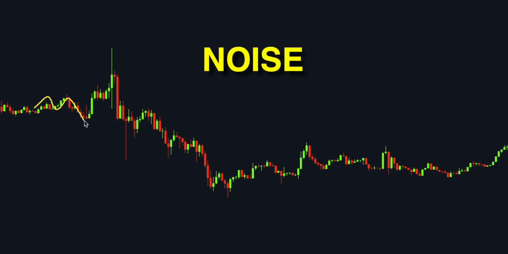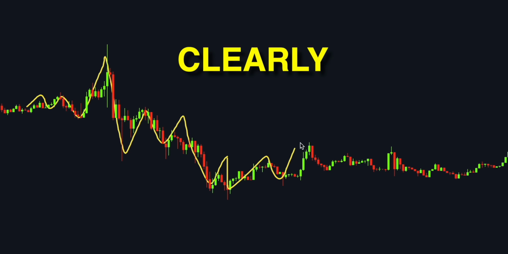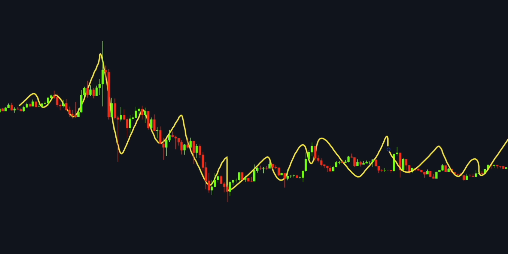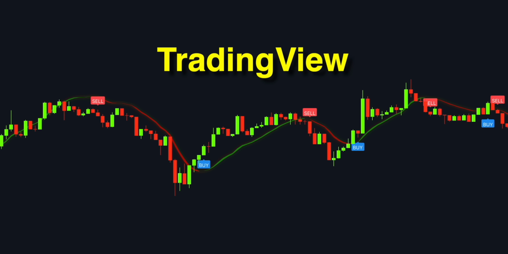Are you tired of the noise and the uncertainty in your trading charts? Want to see the market trends as clearly as day? Get ready, because we have the perfect solution for you. Introducing the Heiken Ashi Smoothed Buy-Sell Indicator on TradingView.